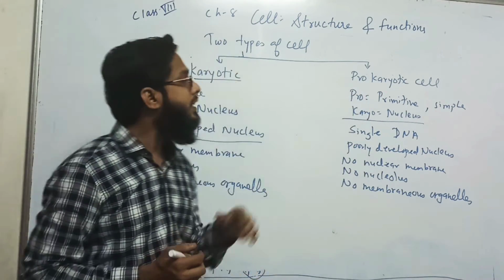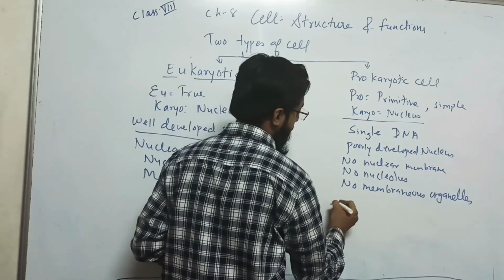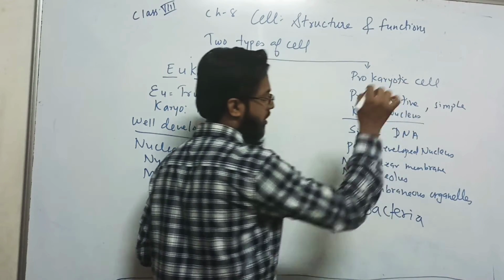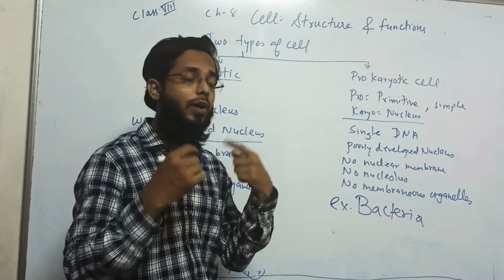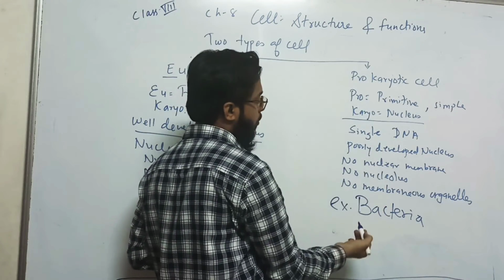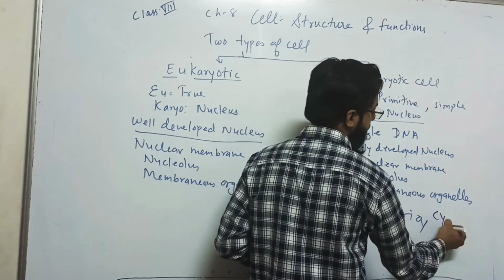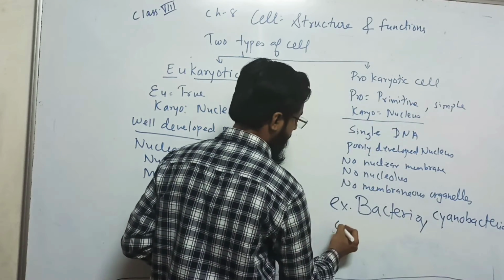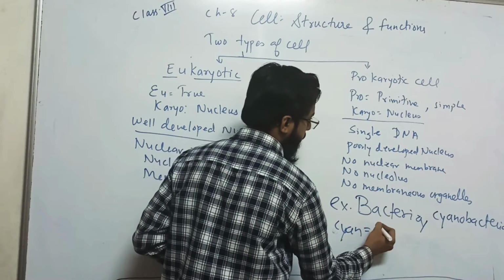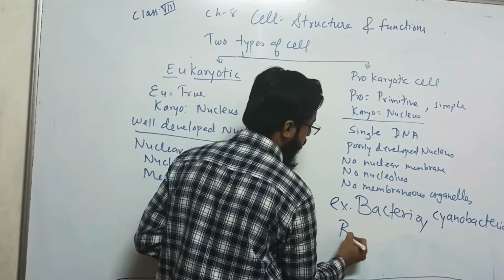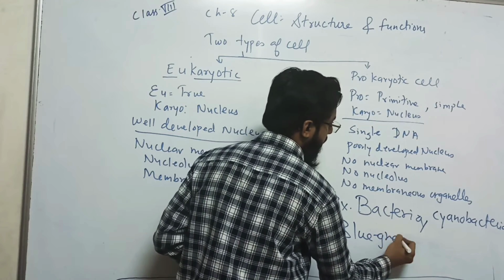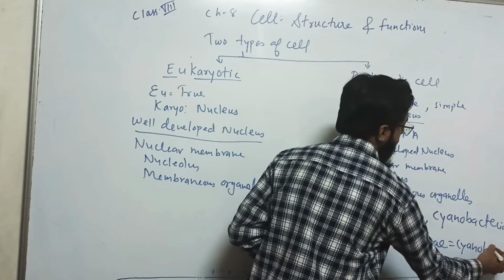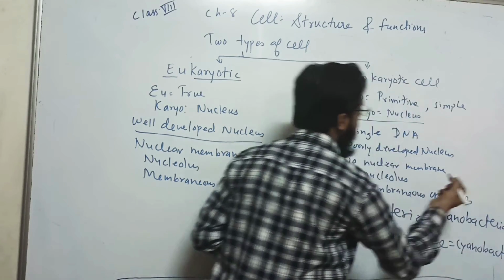In case of prokaryotic cells, these are generally bacteria. Example: bacteria. Virus, they don't have cell. Virus has DNA, but they don't have cell, so we can't include them in prokaryotic cells. Bacteria, then cyanobacteria. Cyanobacteria is also known as blue-green algae. Cyan is the color. They have prokaryotic cells.